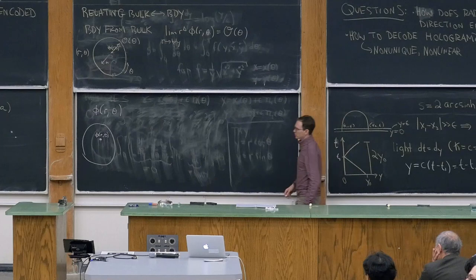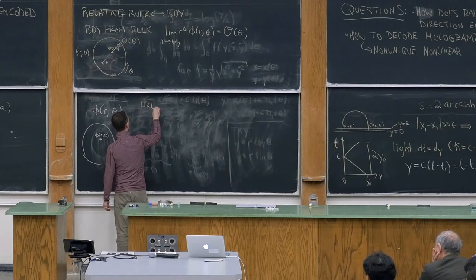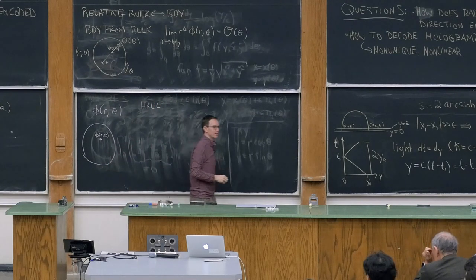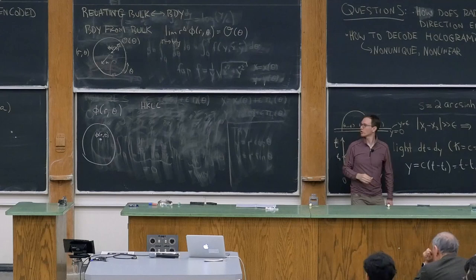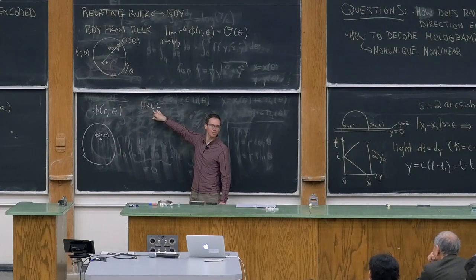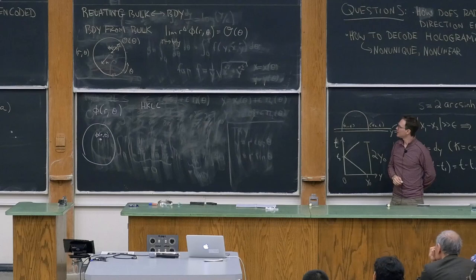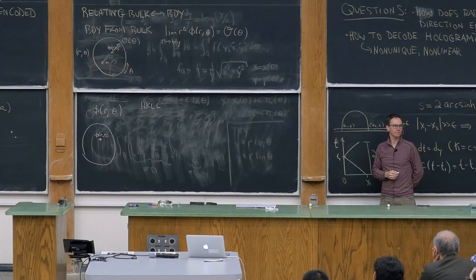And back in 2006, Hamilton, Kabat, Lifschytz, and Lowe, a little piece of trivia: Lifschytz is actually Dorit Aharonov's cousin. So that's a distinguished family, because her uncle is the Aharonov of the Aharonov-Bohm effect. They gave a prescription for doing this.